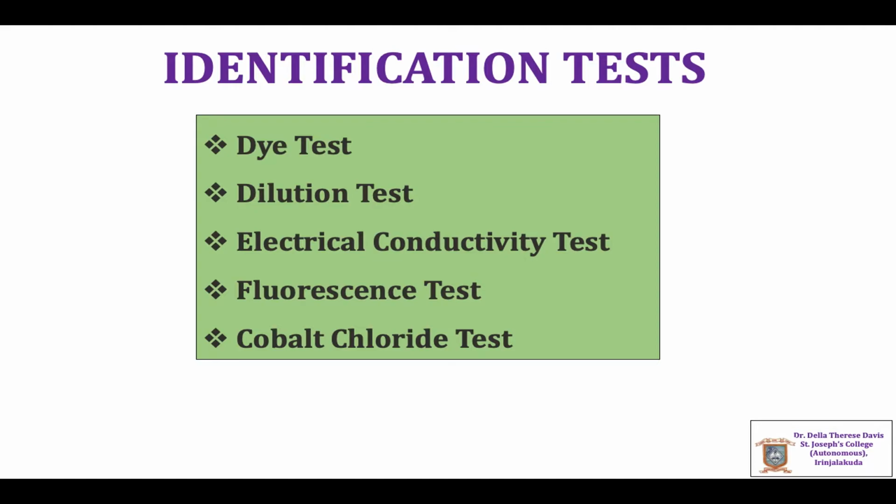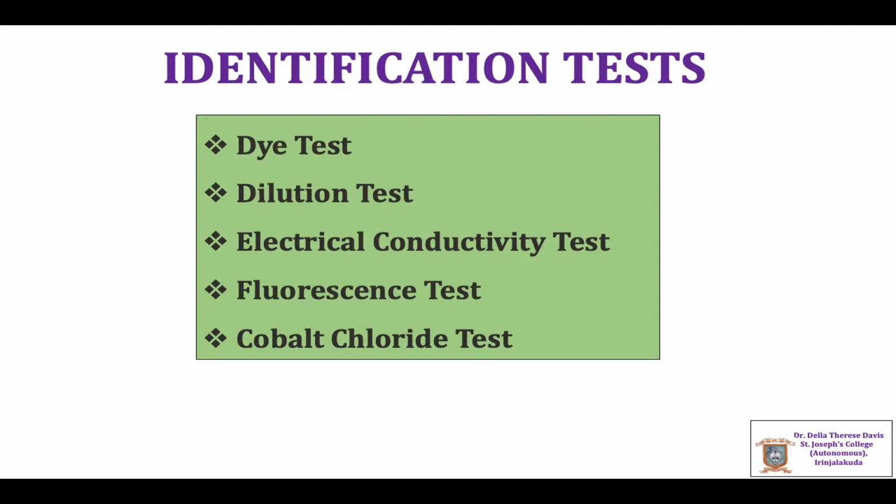Suppose we are mixing an oil soluble dye to the emulsion and observing it under the microscope. A water in oil type emulsion will show the deep color of the dye, because here oil is the dispersion medium and the medium acquires the color of the dye.